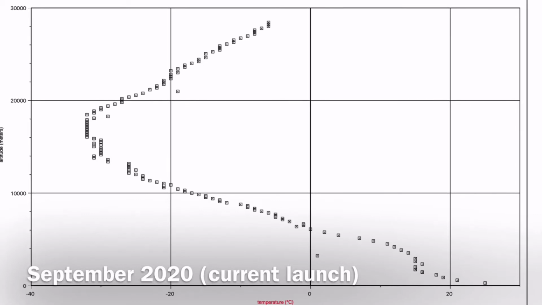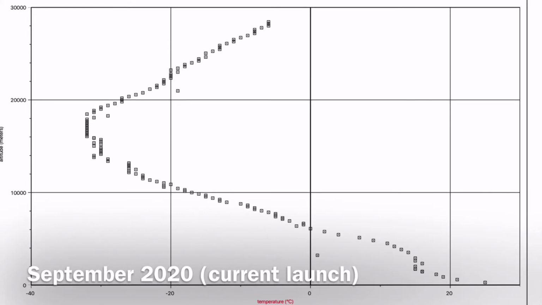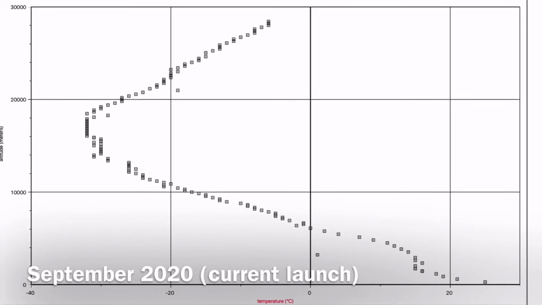The temperature then remains steady for about 2,000 meters. At this altitude, from 16,000 to 18,000 meters, is where we get the lowest temperature for this launch, negative 32 degrees Celsius. The temperature then steadily rises as the balloon exits the tropopause into the stratosphere, approaching the ozone layer.